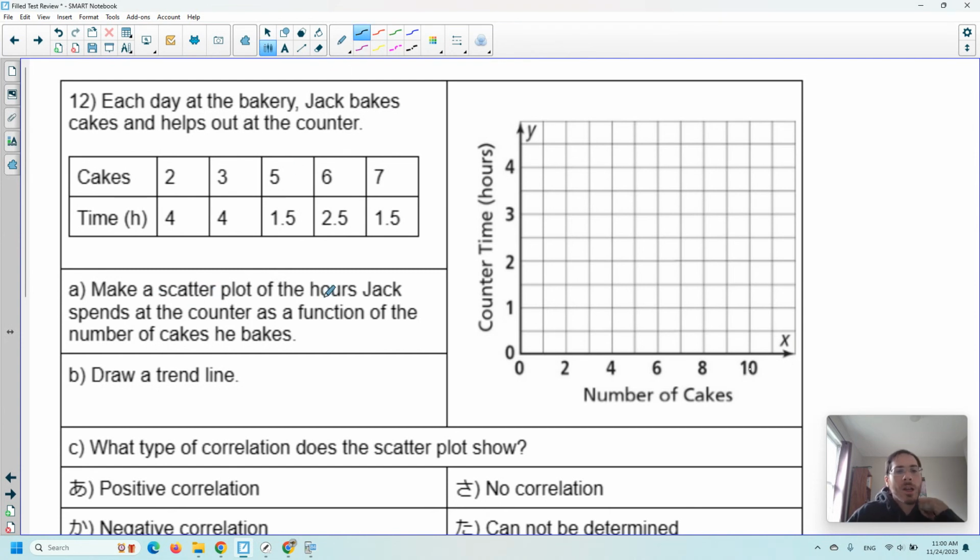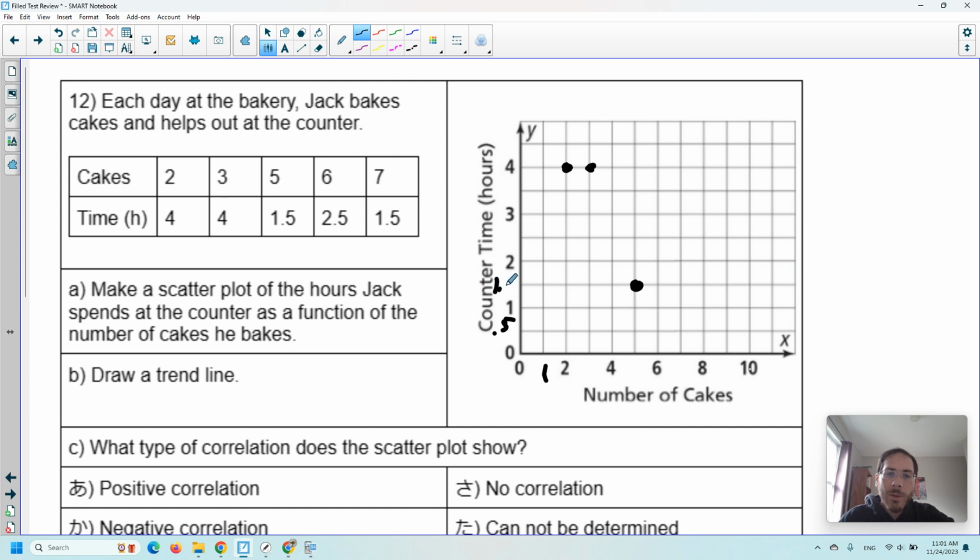A says make a scatter plot of the hours Jack spends at the counter as a function of the number of cakes he bakes. So we're just doing a scatter plot. We're just plotting all the points. So I'm going to do that in black. That seems like it's nice. All of these are right here. So we got 2 cakes, 4 hours, 3 cakes, 4 hours, 5 cakes, 1.5 hours. So I got to be careful because these ones are going up by 1.